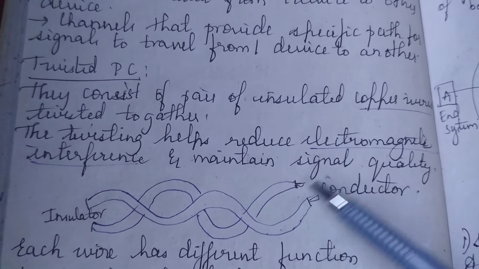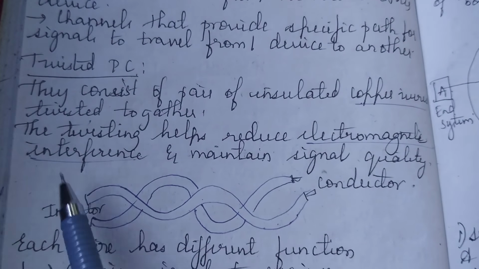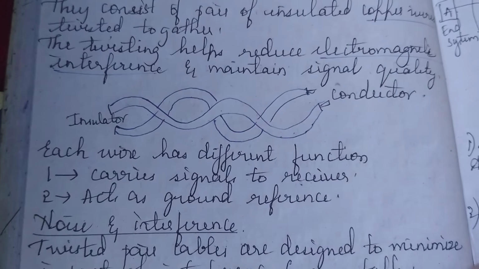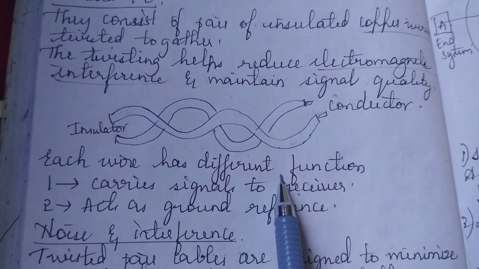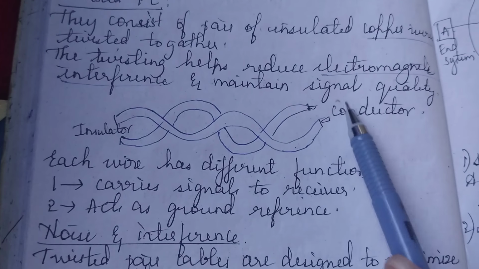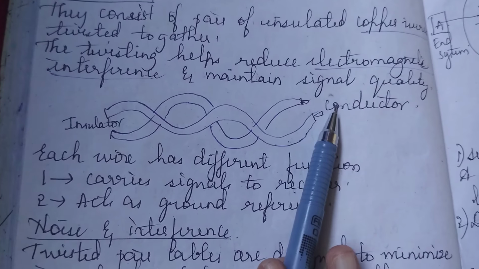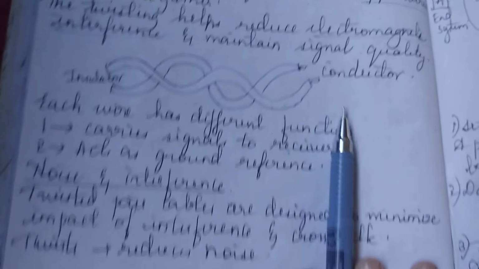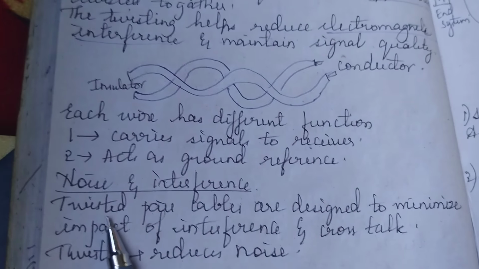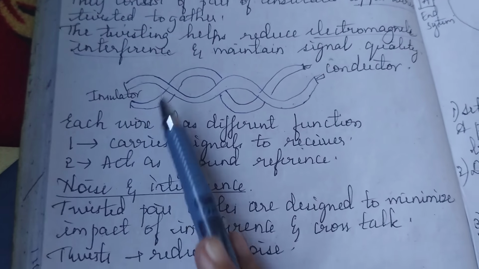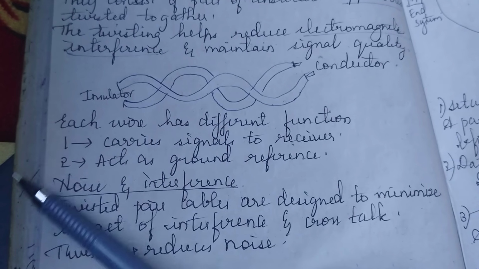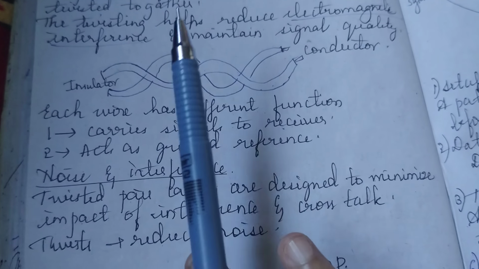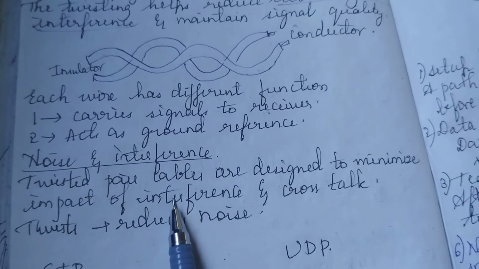In the answer, the invigilator will look for this kind of words. This side is the insulator and this side is the conductor. Now each wire has a different function. The first wire will carry the signal from sender to receiver, and the second wire will act as the ground reference. Then noise and interference. Since it is twisted, the noise is also minimized, and these twists will reduce the noise. That is why there is a twist.